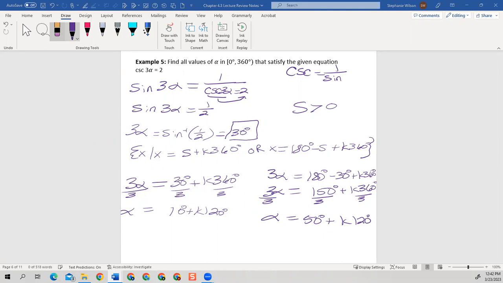And again, just read what it asks for if it wants however many values it wants. Okay, so in this particular one, we're going to solve for 6 values.